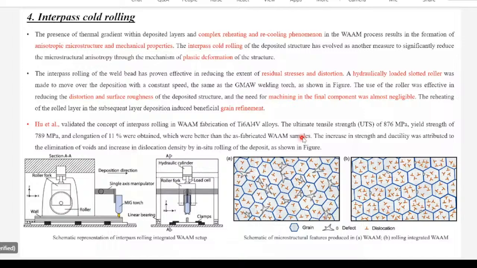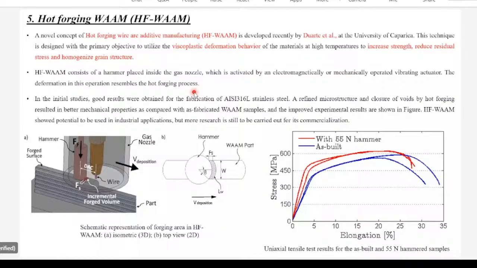So the next solution is hot forging WAM. This is also a plastic deformation or improving surface roughness concept, where in the previous one we were using a roller, and in this one we are integrating a hammer within the torch. There's a distance between the torch and the hammer, and whenever the bead is laid, the hammer strikes the bead, plastically deforming the material and making it a flat bed. It is similar to the rolling condition.